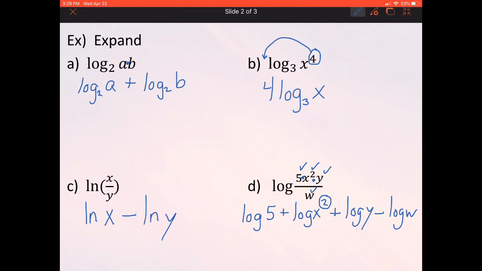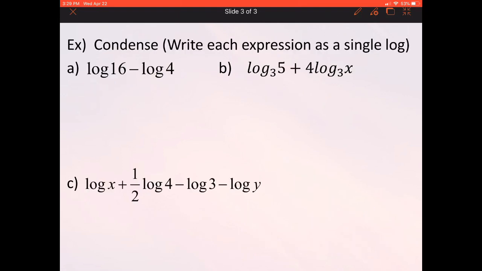So this power, right, power property goes in front of its own log. It doesn't go all the way in the front, just of the one term that it was the exponent of. So our answer is log of 5 plus 2 log of x plus log of y minus log of w. And that is as expanded as possible. I don't have any numbers or variables next to each other, and I don't have any more exponents. Okay, so let's go the opposite direction and let's condense.